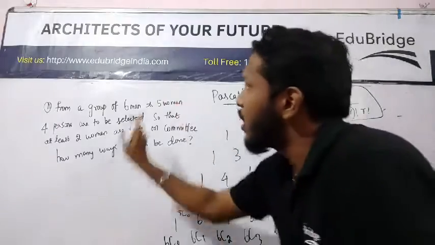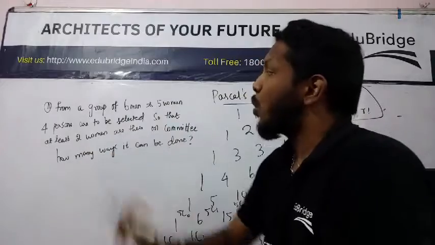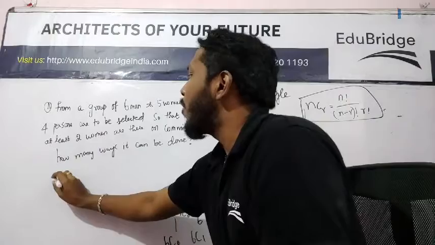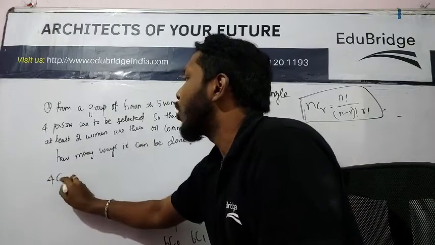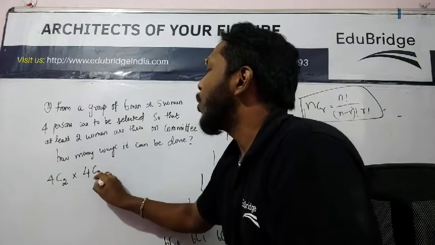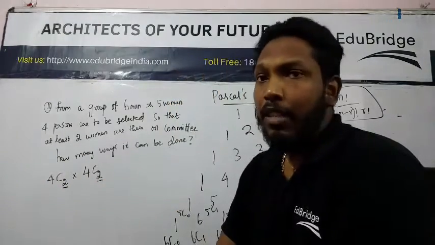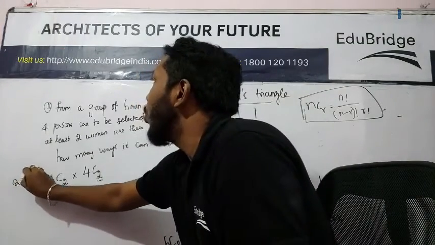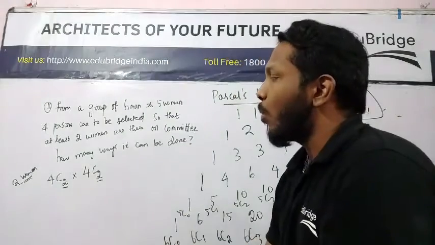Now come to the question. There are 6 men and 5 women, and 4 persons need to be selected, with at least 2 men in the committee. So I have to form a group of 4 persons. One way is 2 women in the committee, so 2 women can be there.